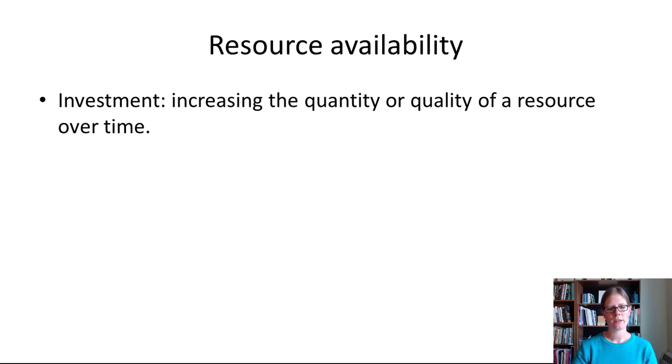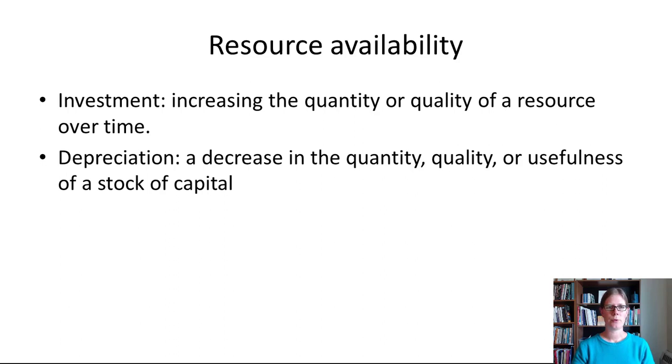So for example, planting trees in a forest, cleaning up a lake, educating a child, manufacturing a chainsaw, and putting funds into a bank account are all examples of investment. Someone refraining from activity can also sometimes be an investment, such as when we ban the fishing of a particular fish stock to allow the stock to build itself back up to sustainable levels. The opposite of investment is depreciation. Depreciation happens when the quantity, quality, or usefulness of a stock of capital decreases.